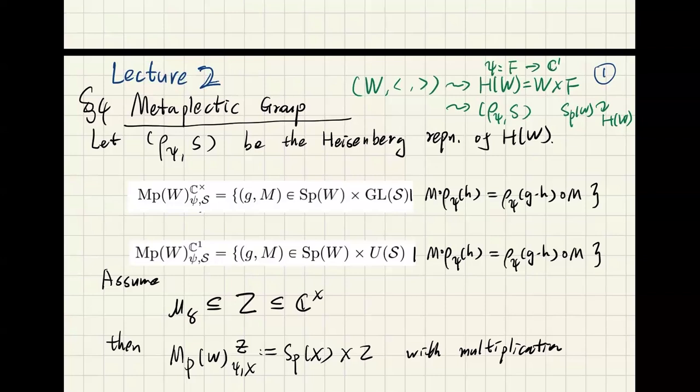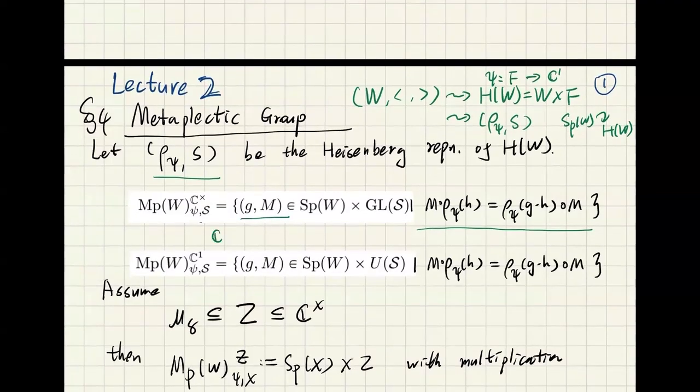For each g, you will have an intertwining operator that intertwines the Heisenberg-Weil representation. But this intertwining operator is unique only up to scaling. Therefore, you collect the collection of all pairs (g, M), where M are the intertwining operators. We call this the metaplectic cover, a C cross cover of the symplectic group. So we have a short exact sequence: 1 goes to C cross, goes to Mp(W, psi), goes to Sp(W), goes to 1.